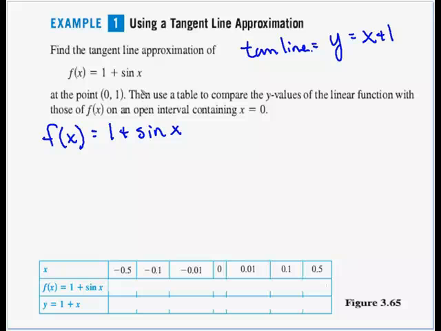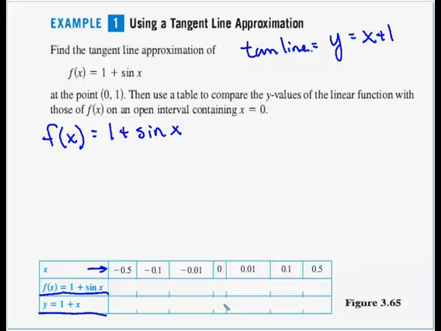And now what we're asked to do next is use a table to compare the y values of the linear function with those of the curve, 1 plus sine x, on the open interval containing x equals 0. So here we're going to go to the TI-89, the calculator. Our original function is 1 plus sine x. We can put that in the y editor and go to the table. We can also plug the tangent line that we found, y equals 1 plus x, into the y editor. And we're going to plug in these x values and compare the outputs that come out.